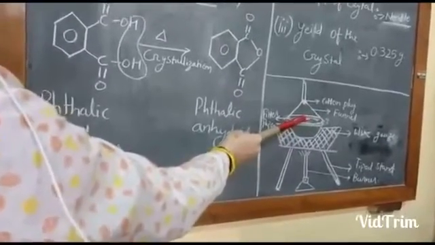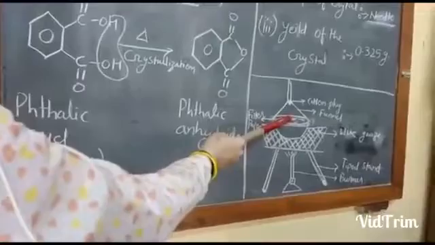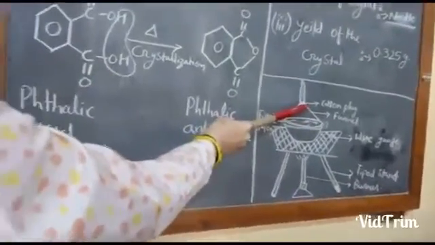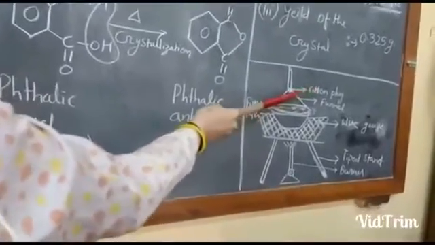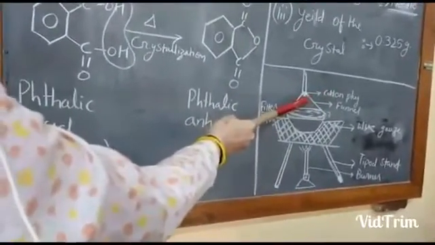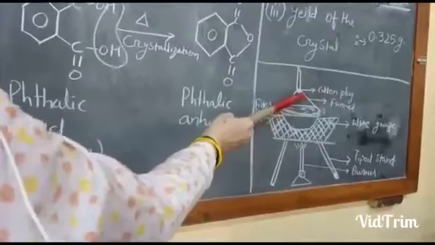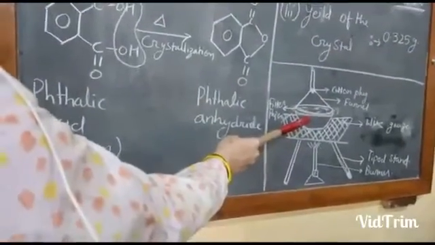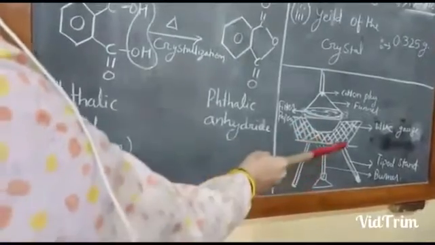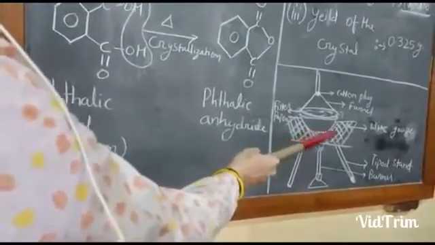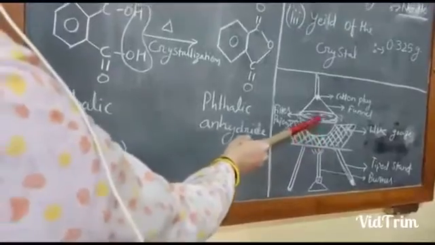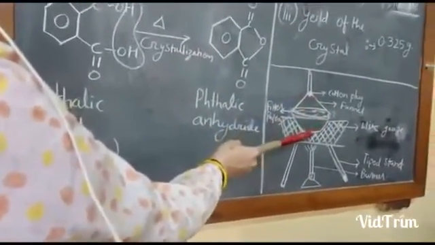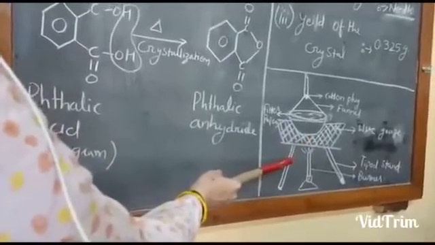Then this bowl covered with filter paper should be covered by an inverted funnel, and the opening of the funnel should be covered by cotton plug so that the vapors of phthalic anhydride should remain inside the funnel. Then this china bowl is kept on tripod stand covered with the wire gauze. This complete arrangement, china bowl, filter paper and inverted funnel, should be kept on wire gauze, which is kept on tripod stand.